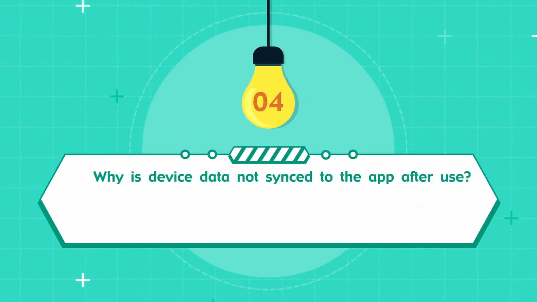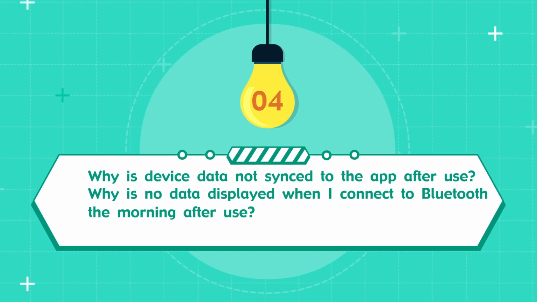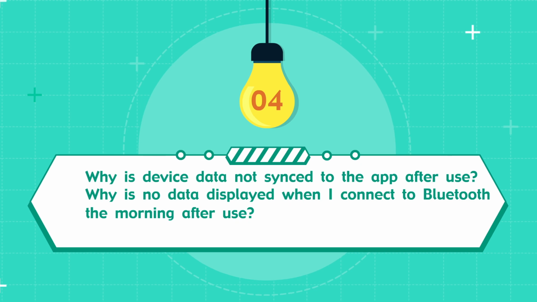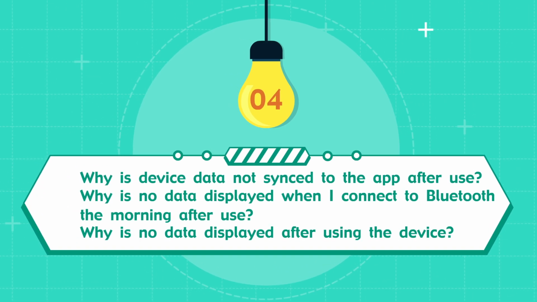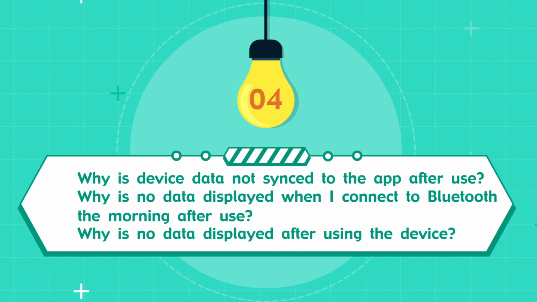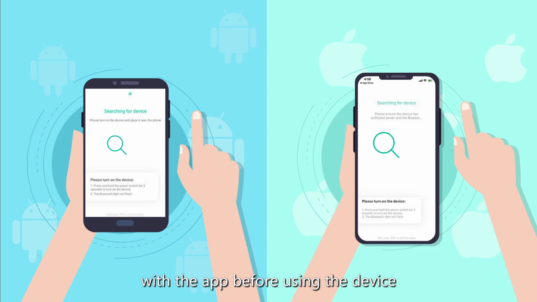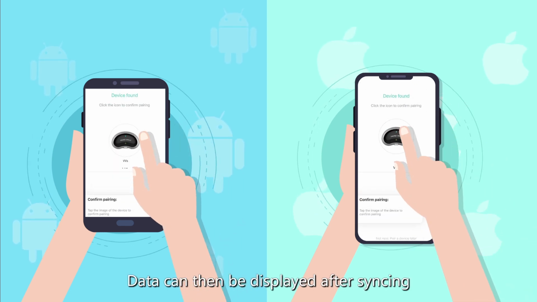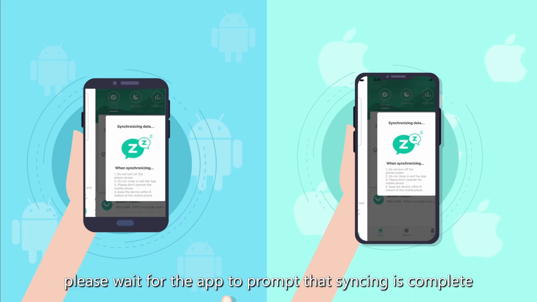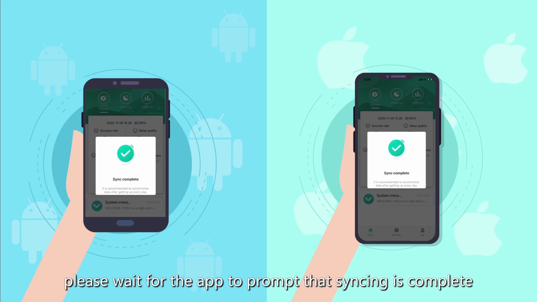Fourth, why is device data not synced to the app after use? Why is no data displayed when I connect to Bluetooth the morning after use? Why is no data displayed after using the device? You need to pair the device with the app before using the device. Data can then be displayed after syncing. When syncing data, please wait for the app to prompt that syncing is complete.